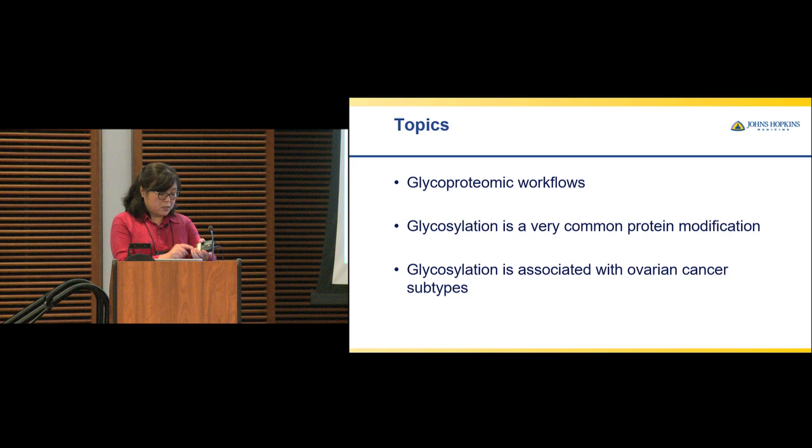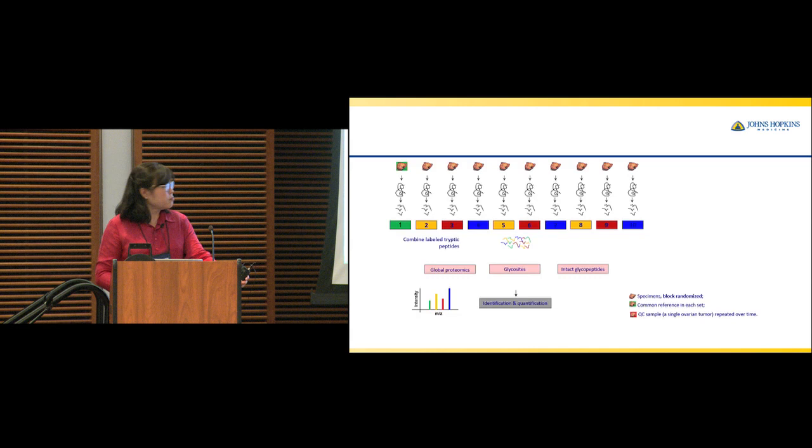Okay, so I'm going to come into the last topic, which is glycoproteomics analysis, to identify the glycosylation associated with tumor subtypes. In the ovarian proteomics analysis, we analyzed 108 tumors.